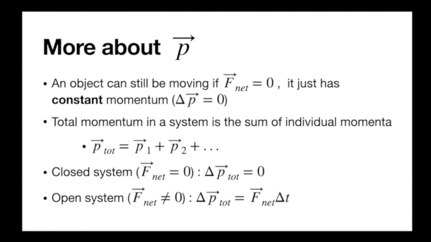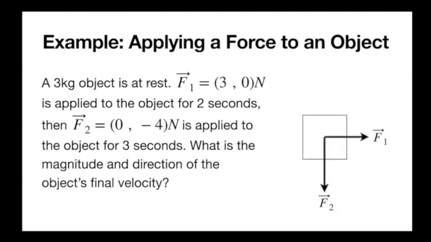But before we go to a system of objects, let's just take a look at one case where we have an object with two forces that act on it in succession. So we have this object A, this box, 3 kilograms, and it's at rest, right? So our initial velocity, our initial momentum are 0, and then we act on it with F1 to the right that has the components 3, 0 newtons, and then afterwards, we apply F1 for 2 seconds, and then afterwards, we apply F2, which is a force directed downward, for 3 more seconds.